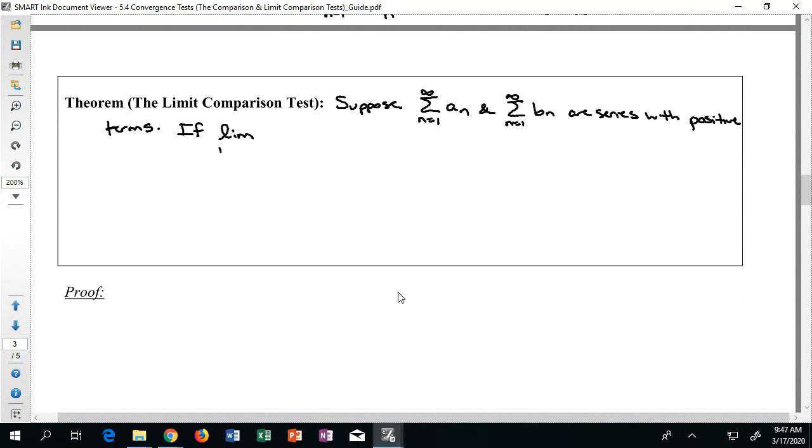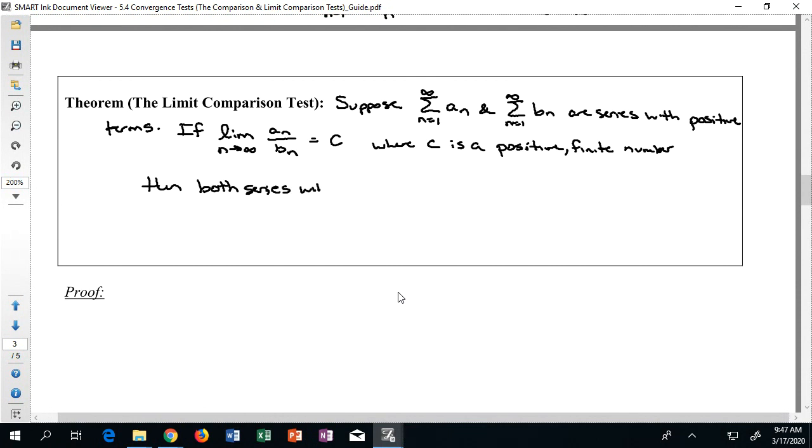If it's the case that when I do the limit as n approaches infinity of a sub n over b sub n, and let's suppose that I crunch out that limit and I get the value of C, where C is a positive finite number, then both series will either converge or both will diverge. This is a very, very interesting statement.